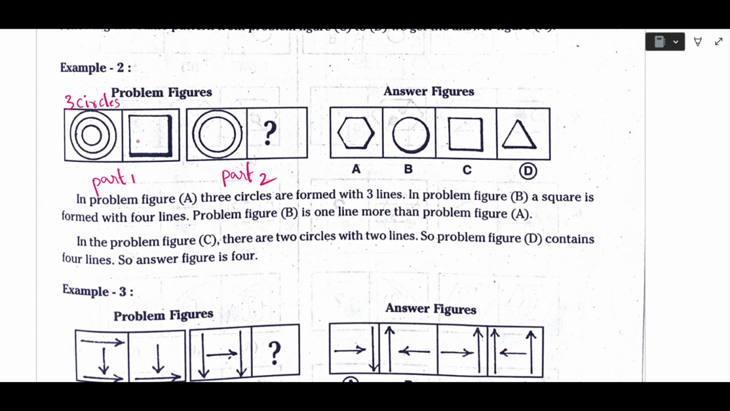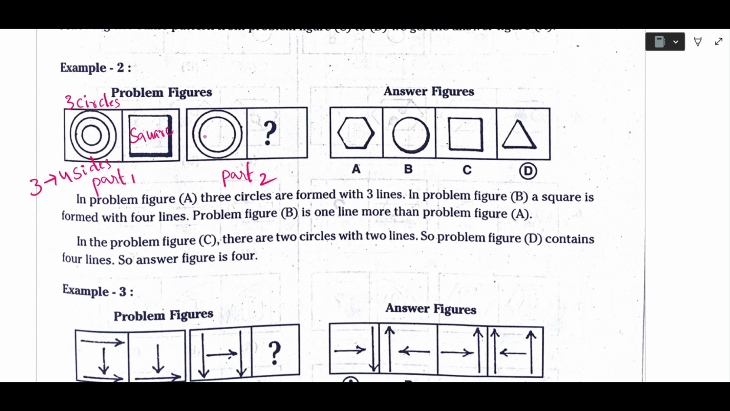So what is happening with the next figure? Here we have a square. So what is the relation between these two? Here we have 3 circles and later it became 4 sides, right? So the relation is like, if we have 3 circles the next figure will become plus 1 side. Okay, so this is the change happened in here. So we have to apply the same changes in the next part also.